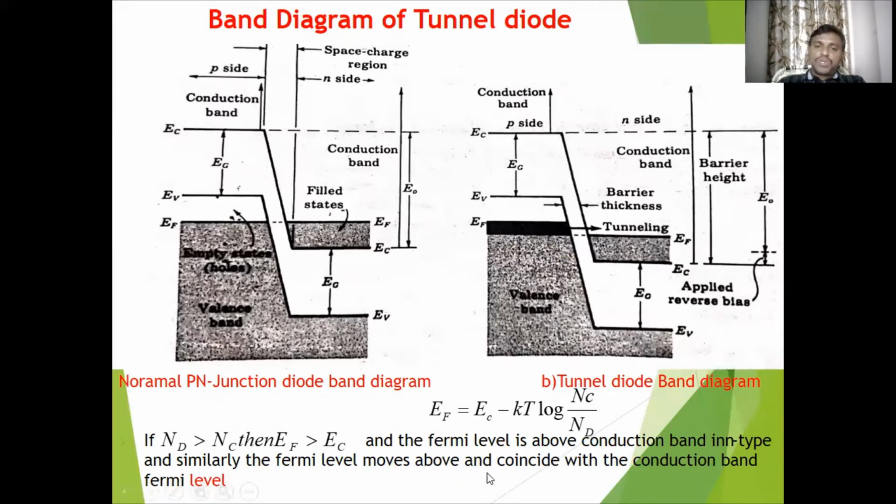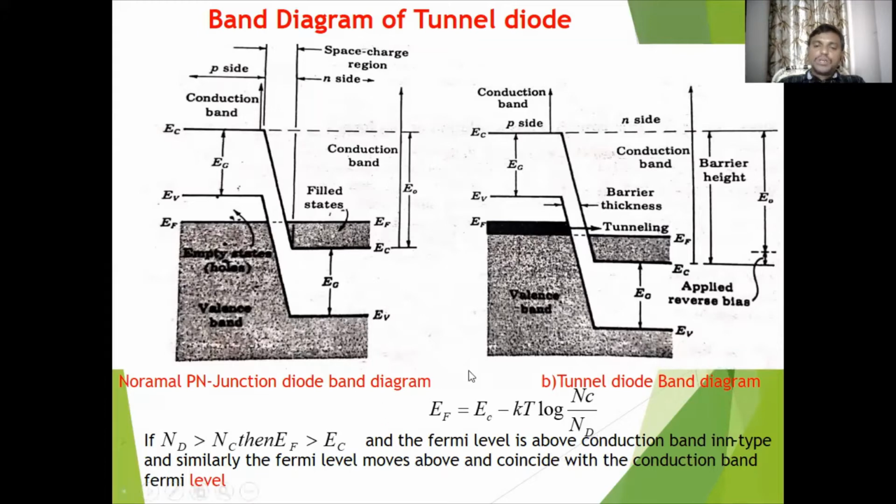So here we are going to see where the Fermi level is present for a normal PN junction diode, or if you consider a heavily doped material, where the Fermi level will lie. We have to see it by taking this equation into consideration. So EF is equal to EC minus KT log NC by ND. NC is the effective density of states, and ND is the impurity concentration, that is, the donor atoms concentration.